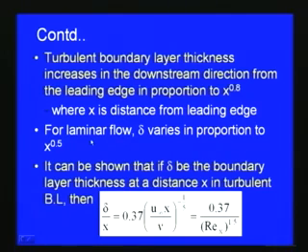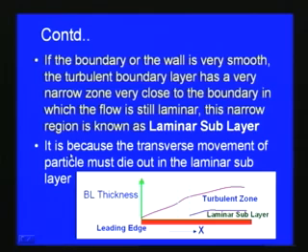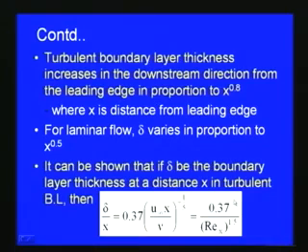And similarly for laminar flow, the boundary layer thickness delta varies in proportion to x to the power 0.5. Here you can see this variation, generally it will be x to the power 0.5, where x starts from this location, and in the turbulent zone, this variation is proportional to x to the power 0.8. This we can show experimentally.